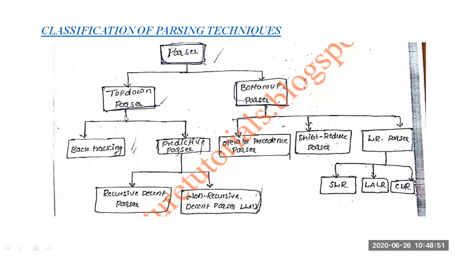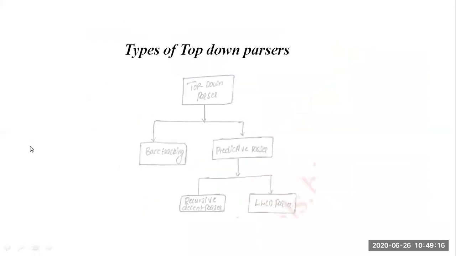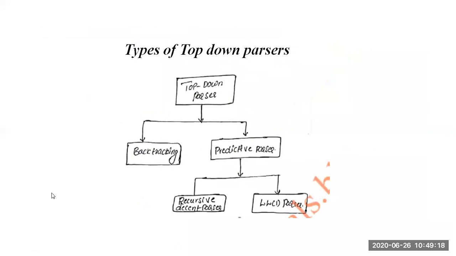When we come to the top down parser, again it is of two types, backtracking and predictive parser. Predictive parser is again of two types, recursive descent parser and non-recursive descent parser. The other name for the non-recursive descent parser is LL1 parser. Now we have to see about these things. Already we have seen the types of top-down parser, backtracking and predictive parsers.